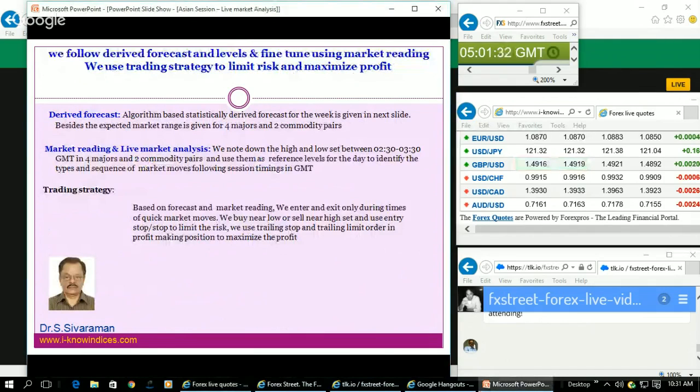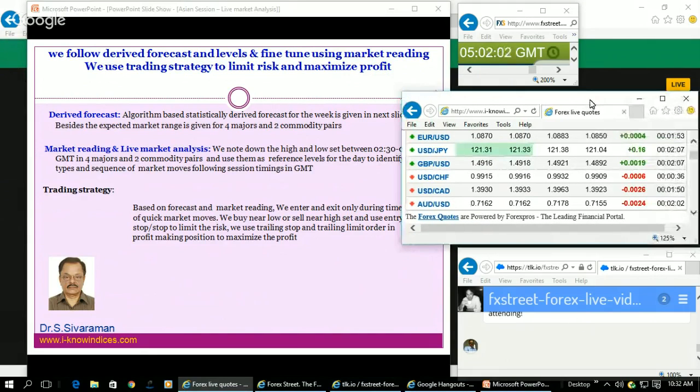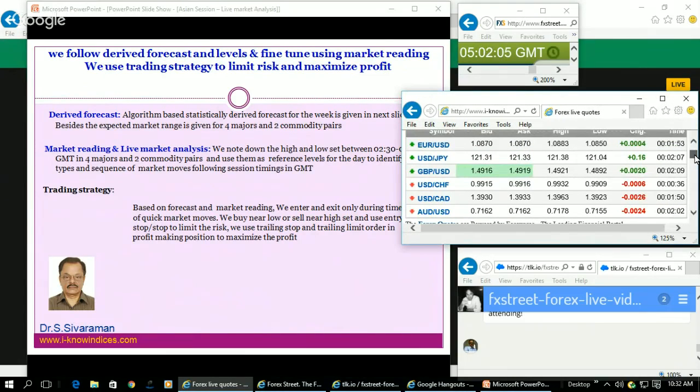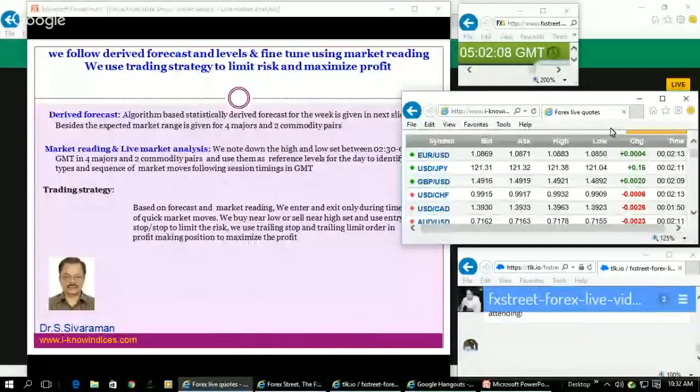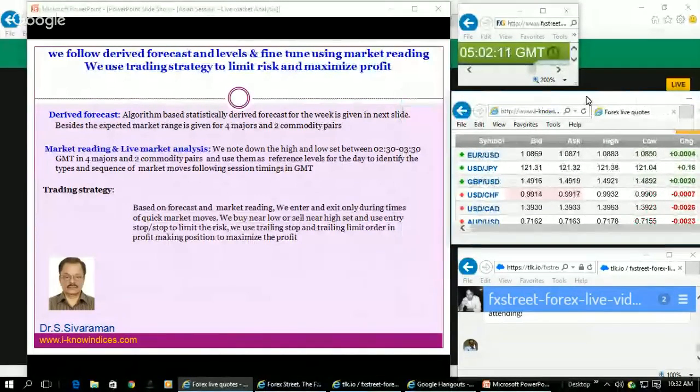So we have a threefold approach to the market. We follow the derived forecast and the levels in which the currencies are expected to swing during this particular week. Then we fine-tune the forecast using the market reading on a daily basis, noting down the initial lows and the highs around 3:30 GMT, and try to find out how the market is behaving, either going above the initial high or going below the initial low. Then accordingly, we try to take trading decisions. We buy low and sell high, and that is the strategy we use normally.